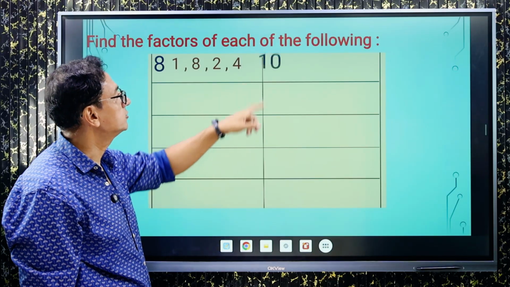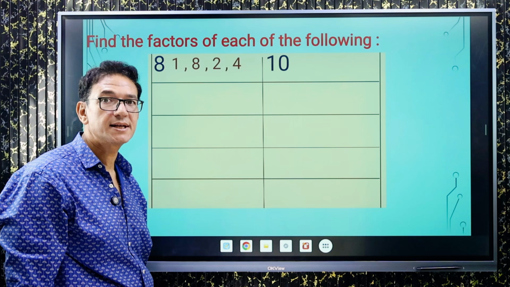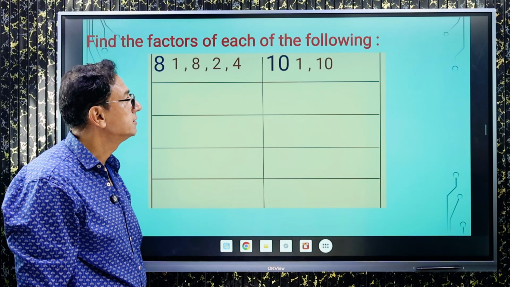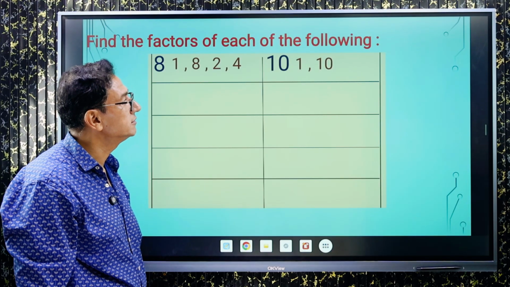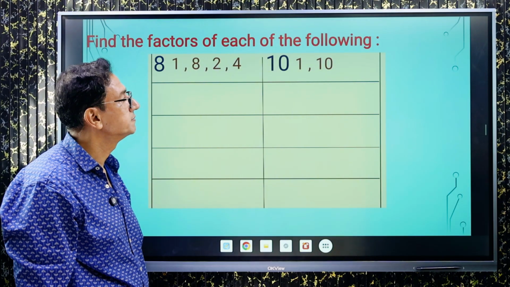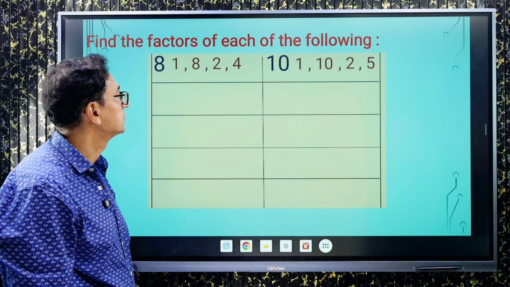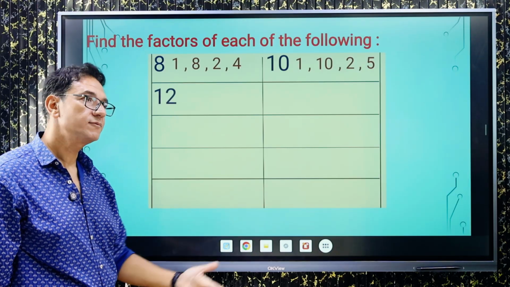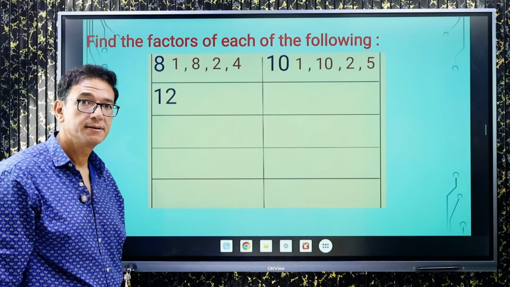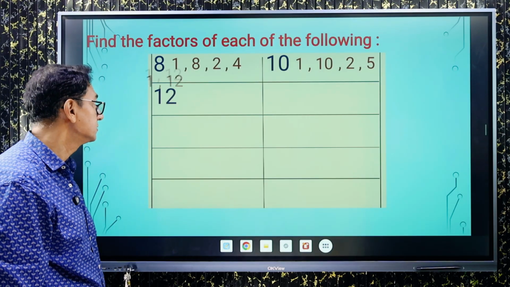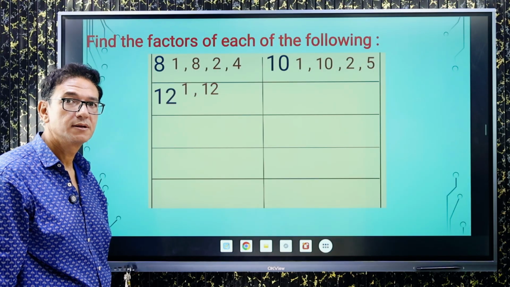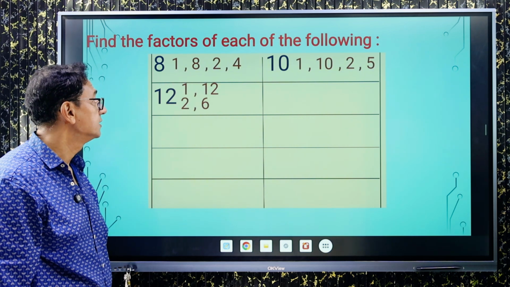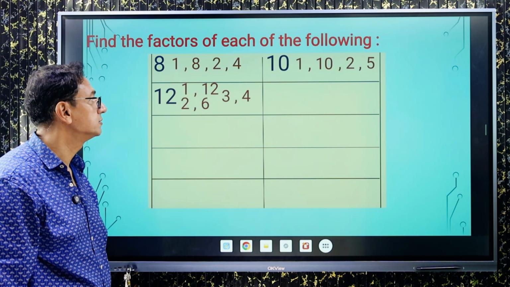Okay? So what about 10? What times what gives 10? 1 times 10, so it will be 1 and 10. What times what else gives 10? 2 times 5. Yes, 12. Try to solve with me. What times what gives 12? Yes, 1 times 12. We have 2, yes, times 6, and 3 times 4.